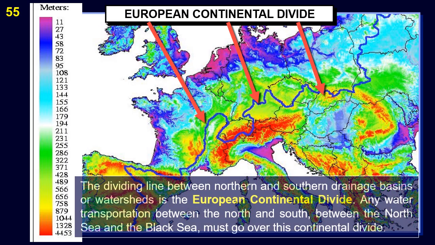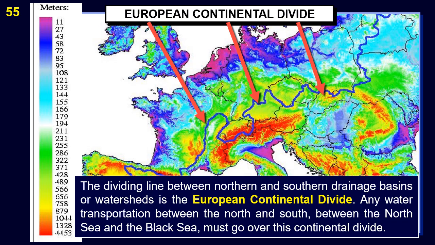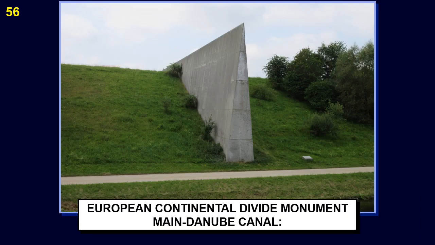The dividing line between northern and southern drainage basins or watersheds is the European Continental Divide. Any water transportation between the north and south, between the North Sea and the Black Sea, must go over this continental divide. This is the European Continental Divide Monument on the Main-Danube Canal.